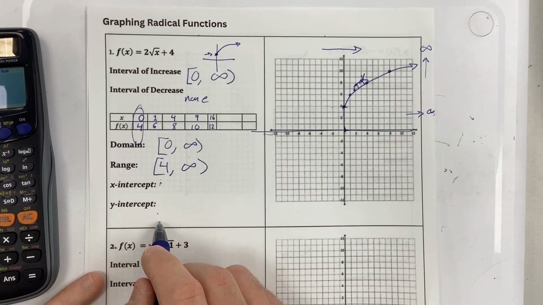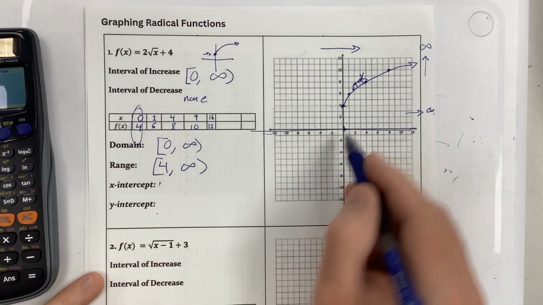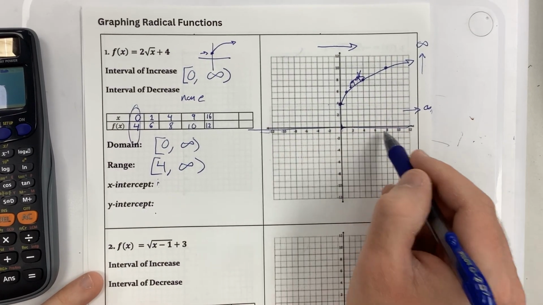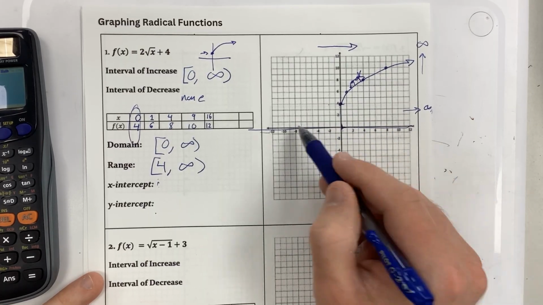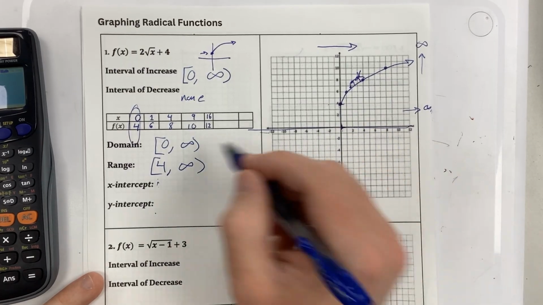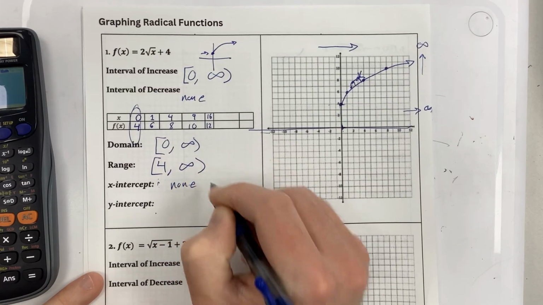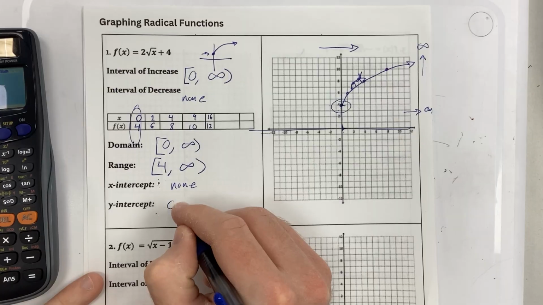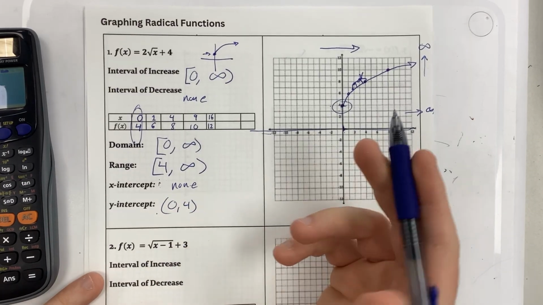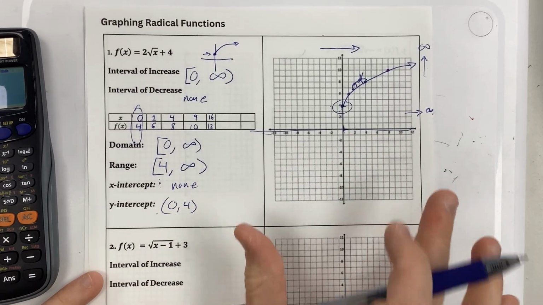And lastly, your x and y intercepts. The x-intercept is kind of funny. That's got to be where you cross the x-axis. And sometimes the graph is shifted up like this, so it never touches it. So don't even worry about it. It doesn't touch the x-axis at all. There's no x-intercept. But the y-intercept does exist. It's right there at the 4. And you can label it as 0, 4, or just 4. But anyway, that's the first example.